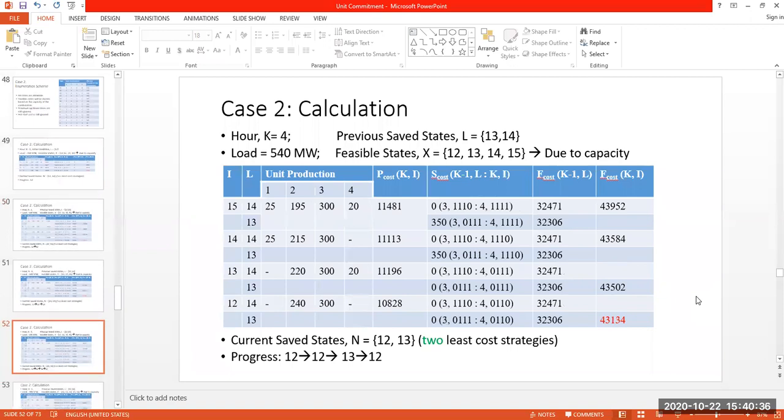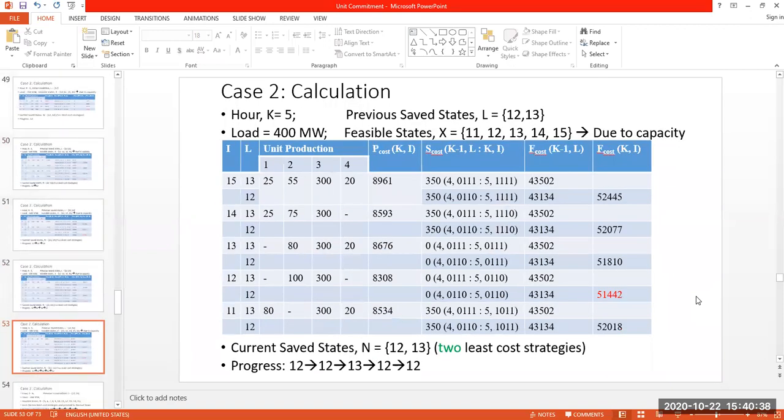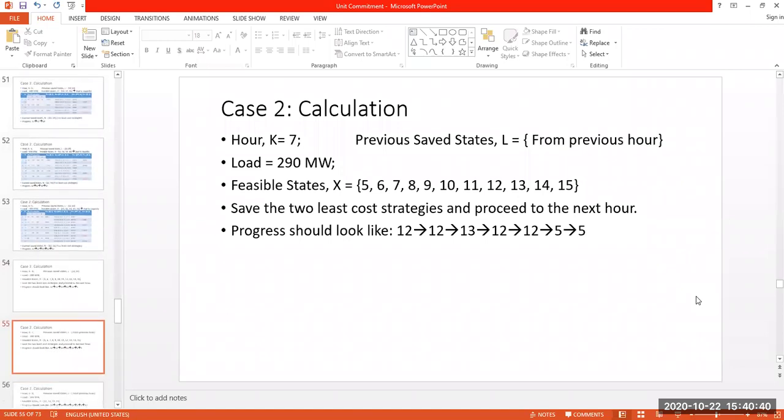There are no other differences, actually. If you complete this, then you will find that at the end of hour number 8, your progress looks like this. What is the difference between this one and the last one? The difference is only at this point. It was 14 there. If I just check back, let me try to copy that one.